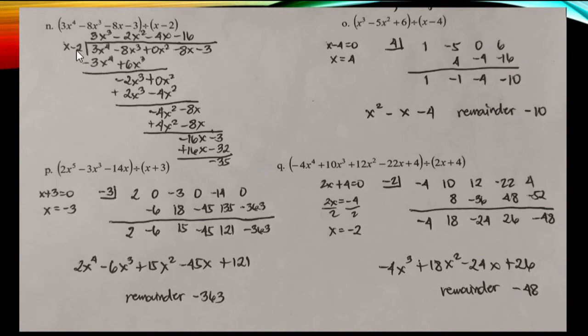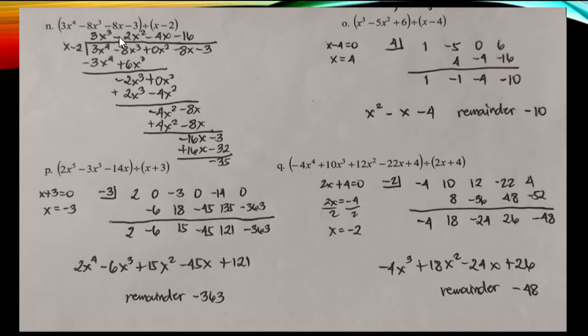Then, 3x cubed times negative 2 is negative 6x cubed, but since it is minus, it becomes plus 6x cubed. So this is zero here, and what remains is negative 2x cubed. Then, bring down the 0x squared. So, we look for what to multiply by x to eliminate negative 2x cubed.